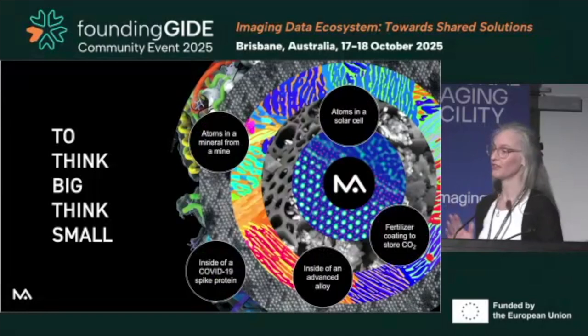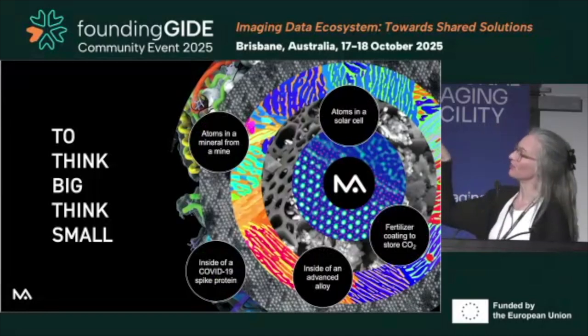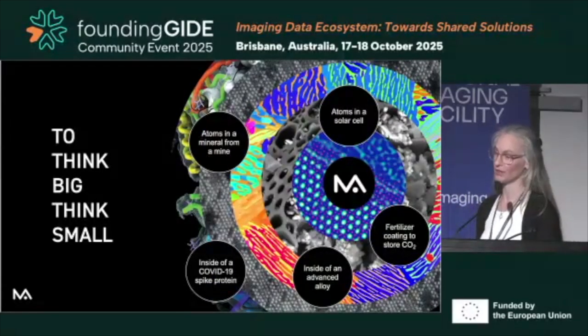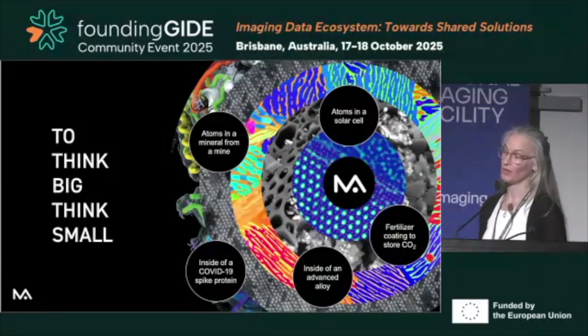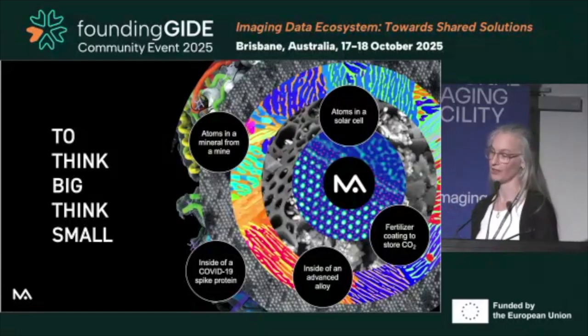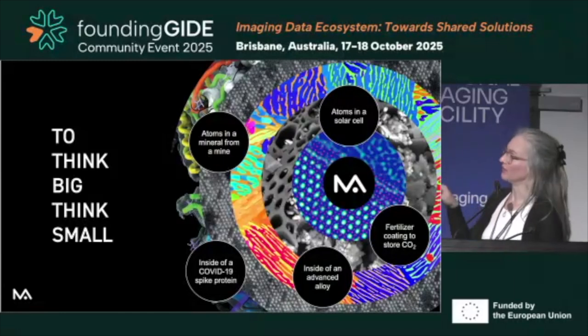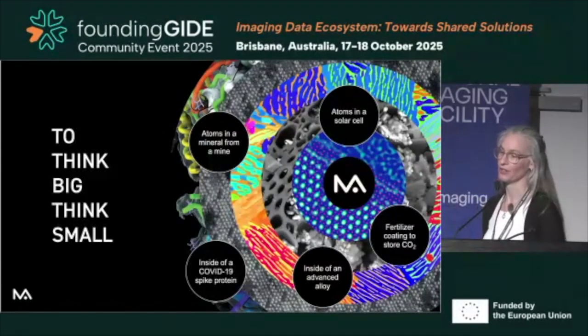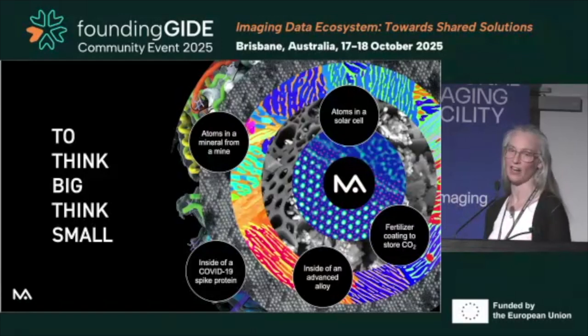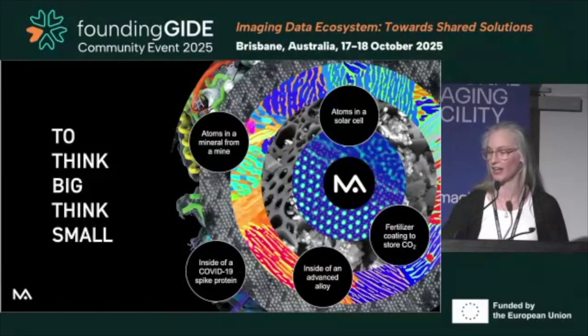For example, the blue circle in the middle is showing us atoms from a solar cell. The black and white one on the outside is then looking at fertilizer coatings. Then you move to the rainbow-coloured one where you're looking at advanced alloys. Then the next black and white one is looking at atoms out of a mine. And then the final one on the very outside is looking at a reconstruction of the COVID-19 spike protein. So I think part of what I'm trying to help you connect with is how powerful images can be across such a really broad range of application areas.